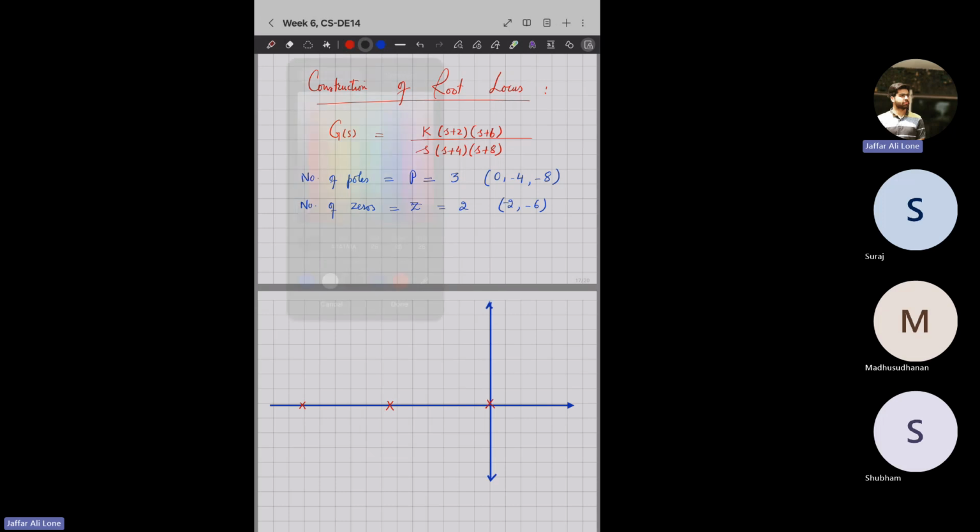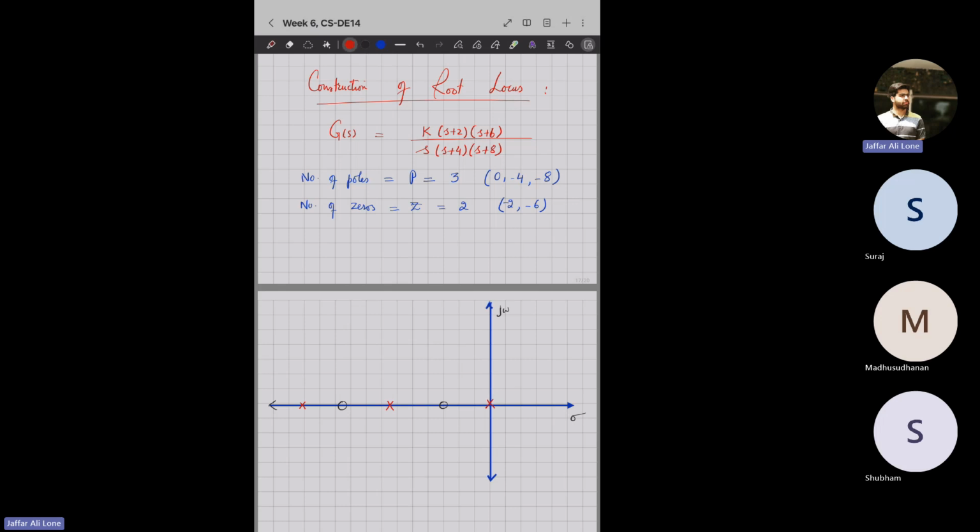Now we have zeros. One zero is at minus 2, so we have 1 zero here at minus 2. We have another zero at minus 6, which is here. Okay, so I drew these poles and zeros. I'll just write: this is sigma, this is j omega. Perfect.